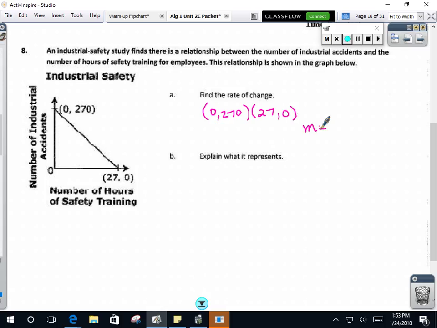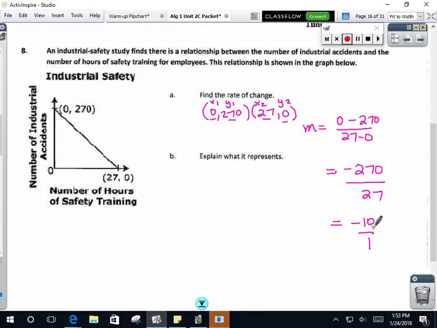So when you plug them in the slope formula, it'll be what minus what? Zero minus 270, because look, this is your x1, y1, x2, y2. It's always this one minus this one over this one minus this one. So 27 minus 0. That then simplifies to negative 270 in the top, positive 27 in the bottom, which reduces down to negative 10 over 1.